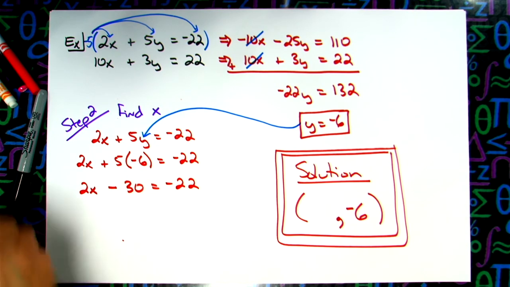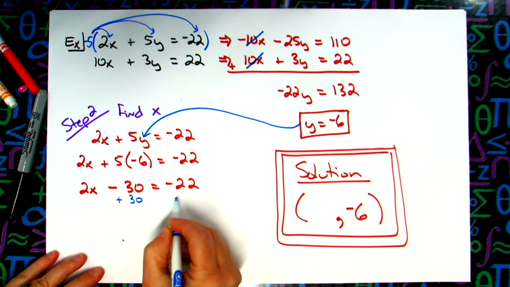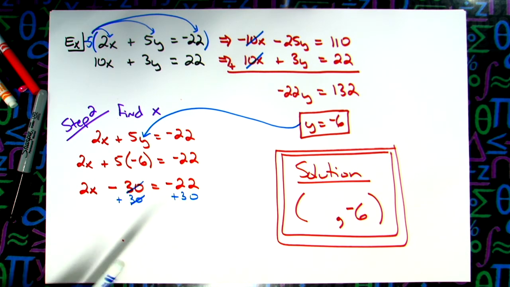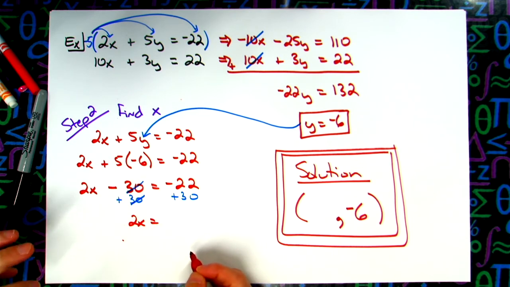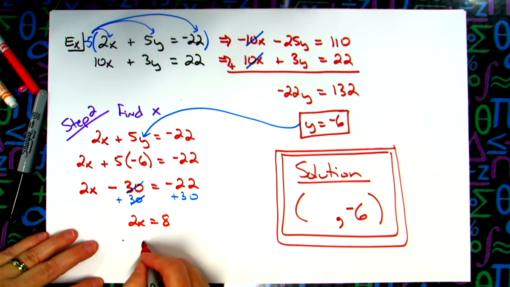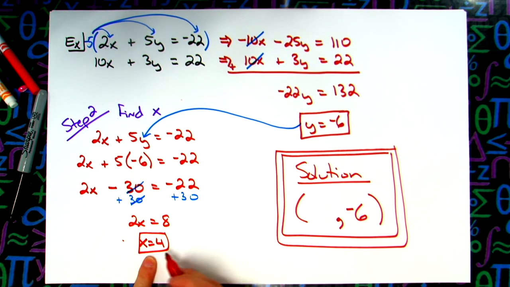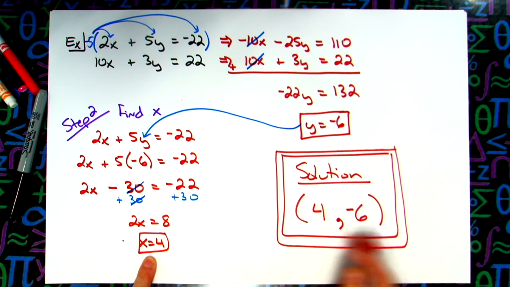It's a two-step equation. Alright, we're really good at these. Should be. We can add 30 to both sides. 2x is going to be equal to 8. And divide both sides by 2. X is going to be 4. So now I know my x value, so I can come back over here to my answer, and I can put in the 4. So the ordered pair is 4, negative 6.